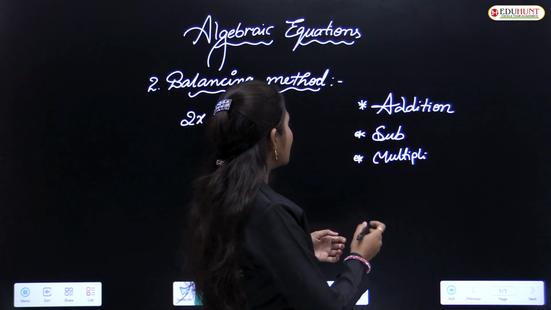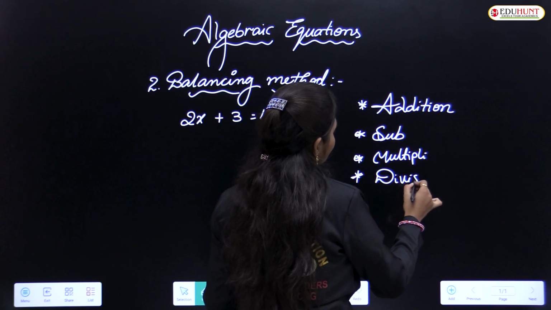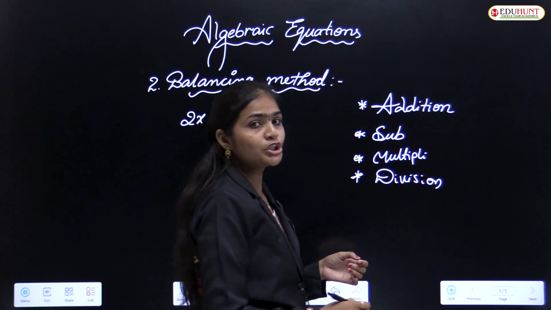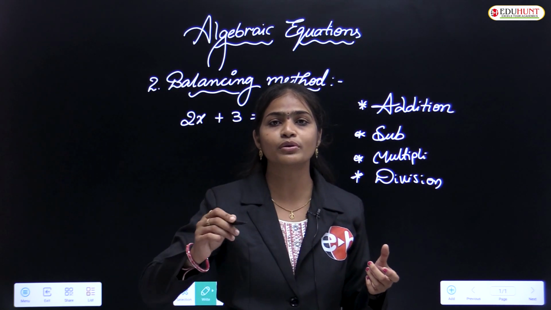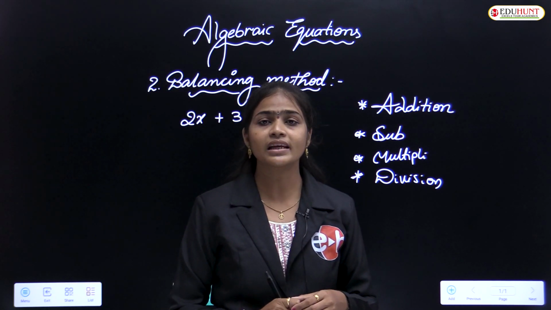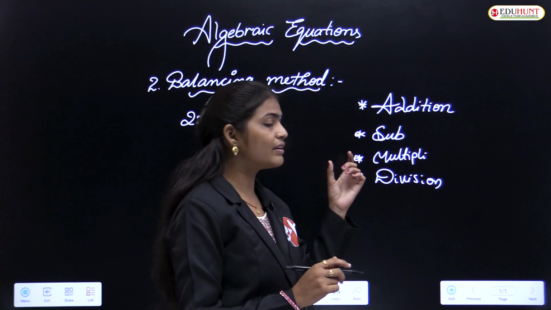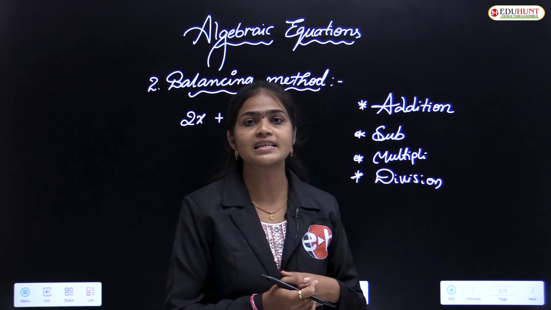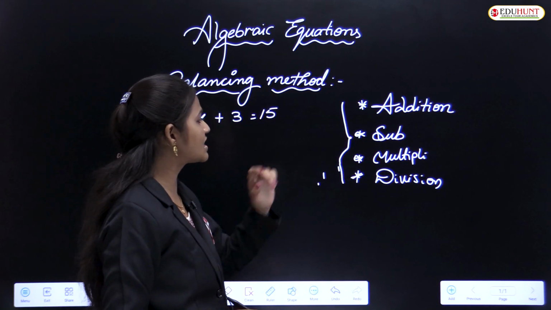Okay, and in the same way division. In division, by whichever number we divide the LHS, we have to divide the RHS by the same number. Then only will we get an equation where both LHS and RHS are satisfied. So we have to follow these 4 steps.